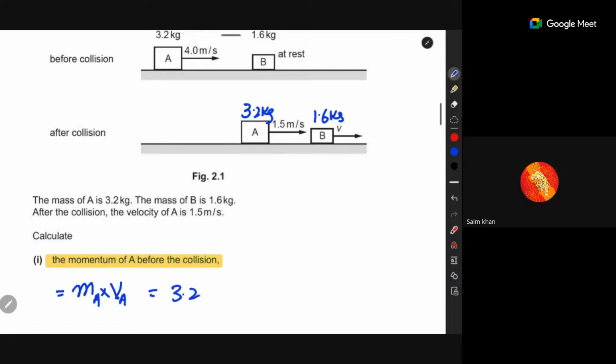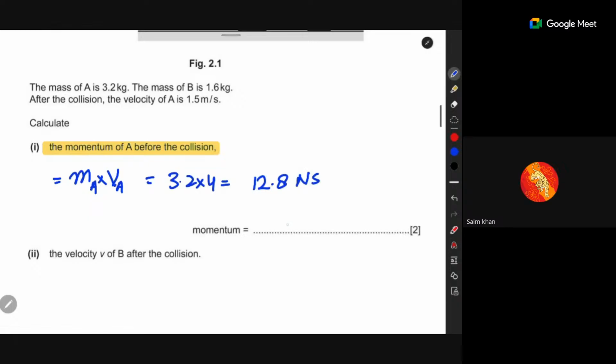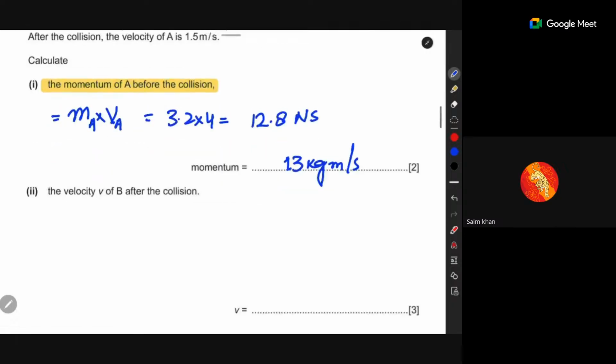What will you get? You will have 3.2 into 4, it is 12.8 Newton second or kg meter per second. So I will write 12.8, rather I can write 13, okay? Right, and 13 kg meters per second. It is the same unit as Newton second, so you can use any one of them.